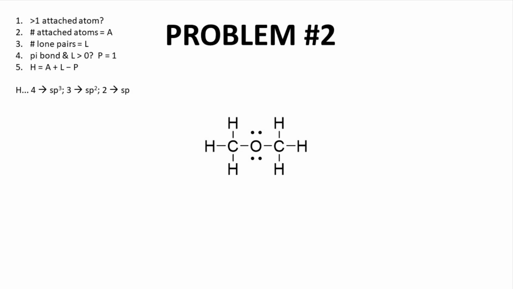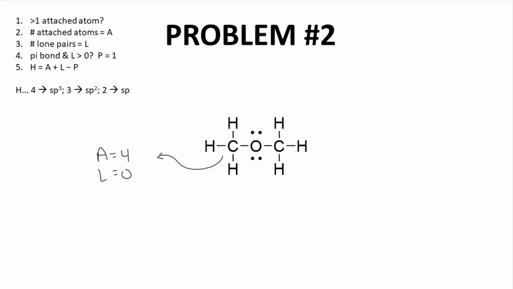All right, problem number 2. We have 3 second row elements in this problem as well, so let's get to work on these. Here we have this carbon. This carbon is certainly attached to more than one atom, so it clears the first hurdle. Question number 2, the number of attached atoms, we just circled them. There's 1, 2, 3, 4. So A equals 4. That carbon has no lone pairs, so L is 0.